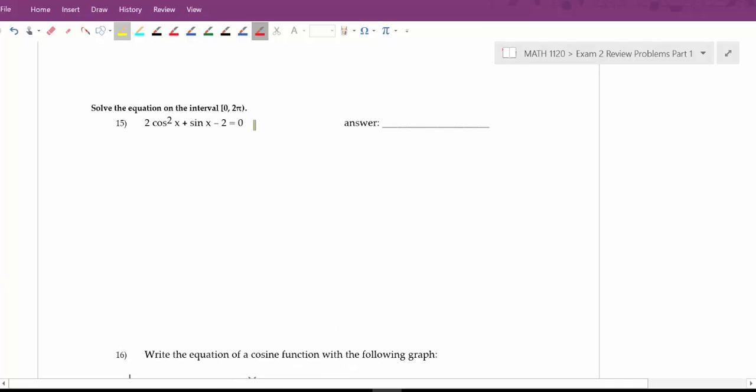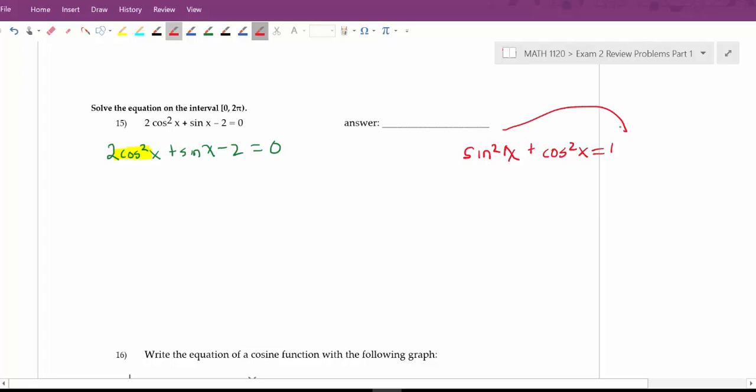All right, now this trig equation right here is going to require an identity. Okay, so we've got 2 cosine squared x plus sine of x minus 2 is equal to 0. Okay, now one thing I notice on this is we have 2 trig functions. However, we have the identity sine squared x plus cosine squared x equals 1. So we could solve for the cosine. We could move this to this side to get cosine squared x equals 1 minus sine squared x.